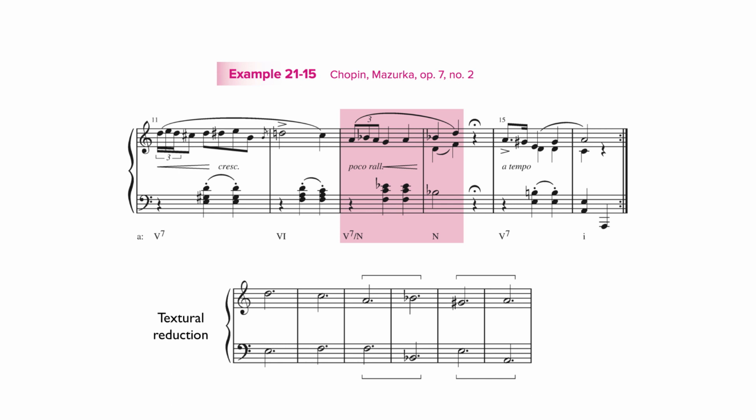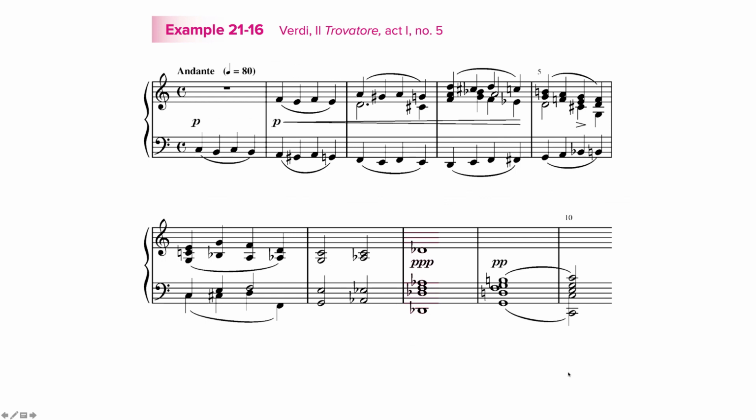And one more thing worth mentioning is the sequence in the last 4 measures. You see it in the textural reduction here. We have A, B, G sharp, A. Also in the bass, F, B flat, E, and A. Another interesting example is by Verdi. Let's listen to it.